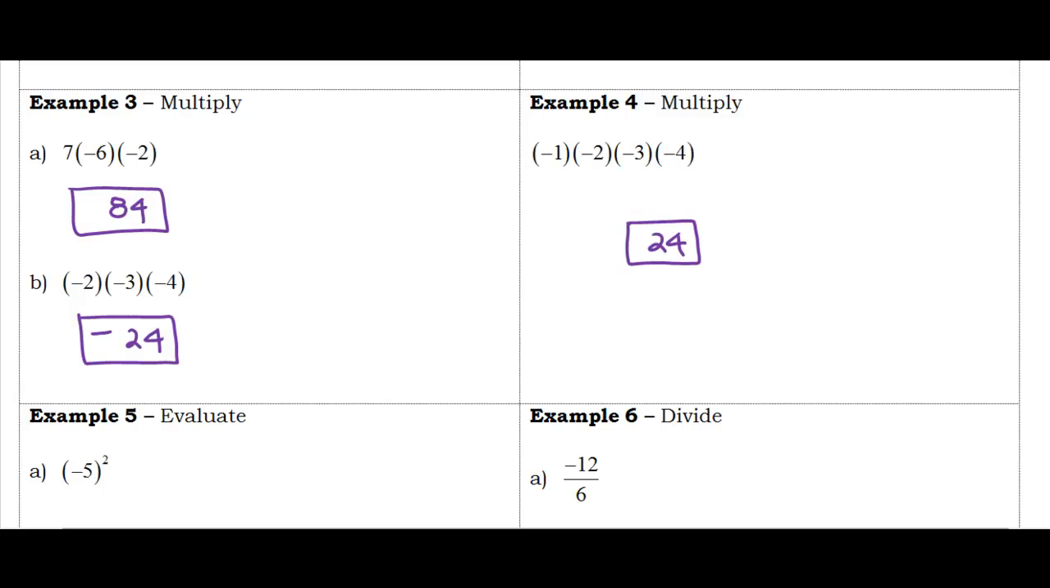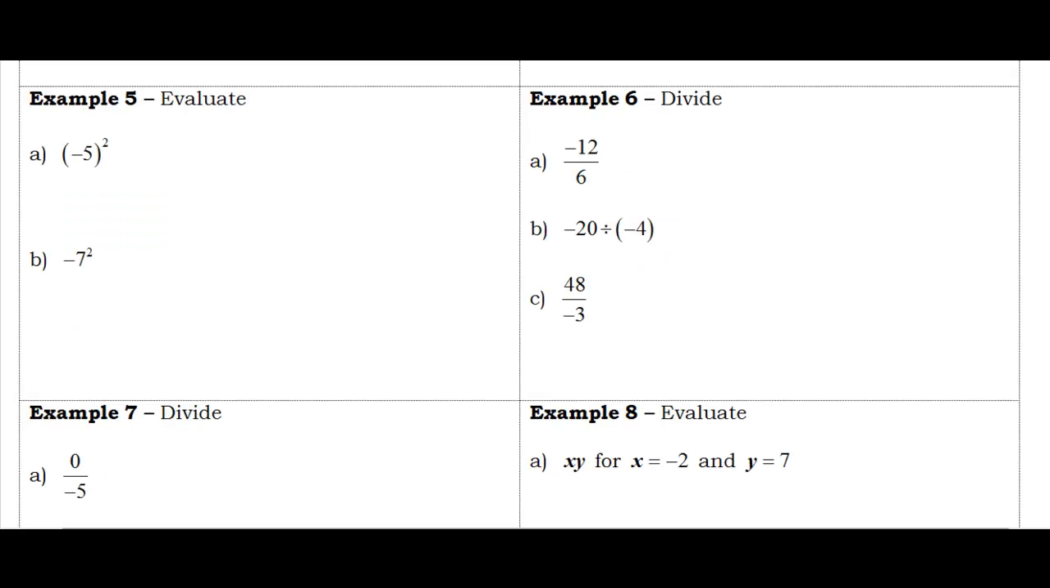All right, now, example 5 is going to cause all sorts of grief if you're not careful. Now, in A, what does the 2 mean? I write something, what? Twice. That's what it means. Who do I write twice? Negative 5. What's a negative times a negative? Positive. 5 times 5? 25.